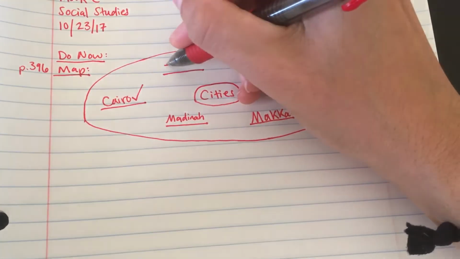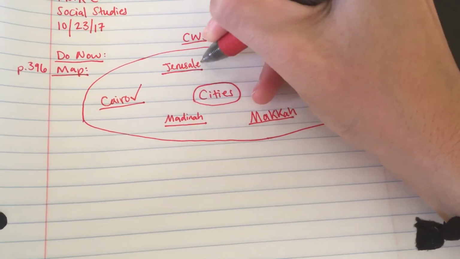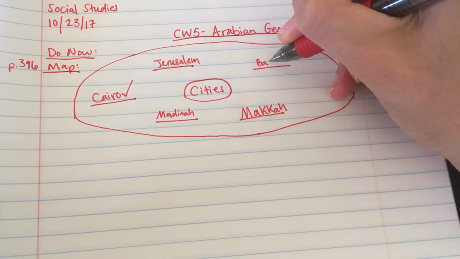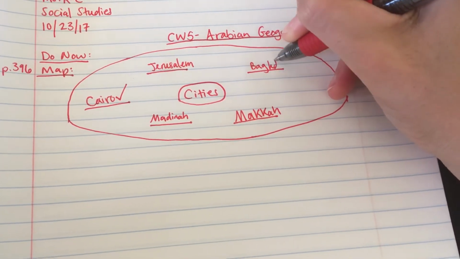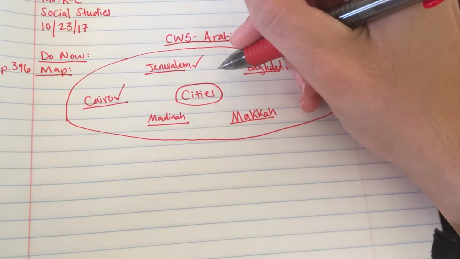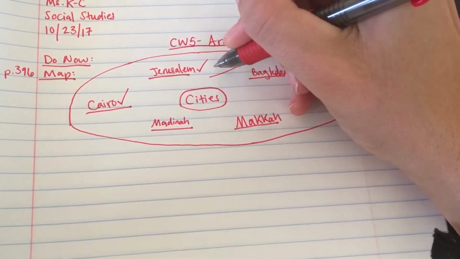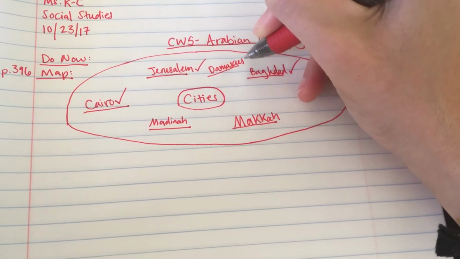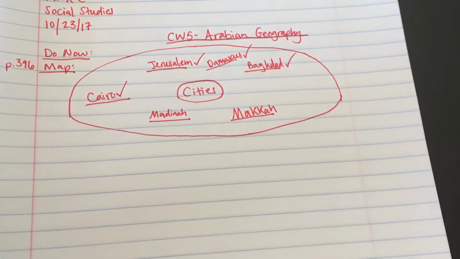You should also have Jerusalem, maybe. You could also have added in Baghdad. Got either of those, could put a check. And the other city you could have put in could maybe have been Damascus. Okay, so another couple of options you could have put.